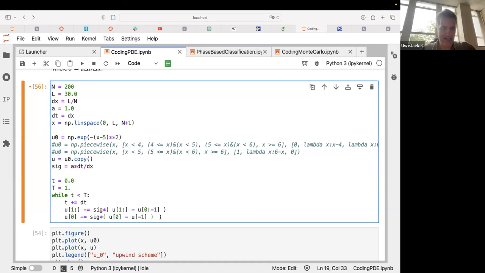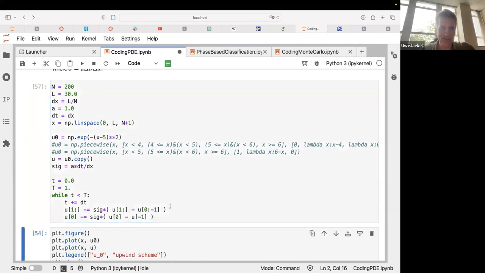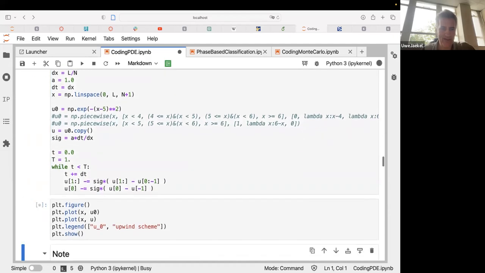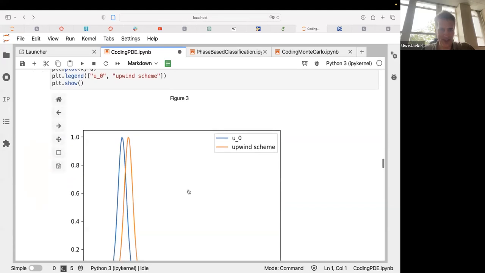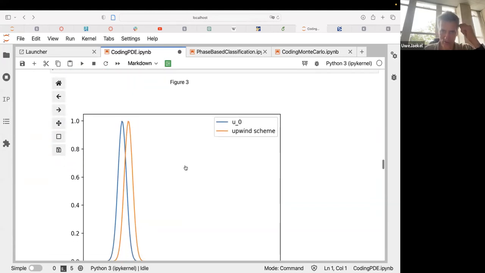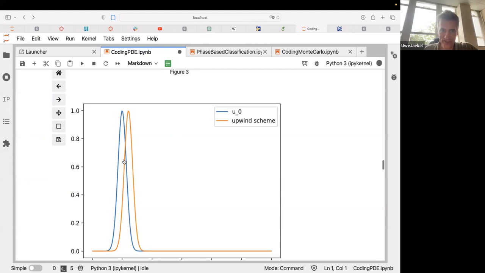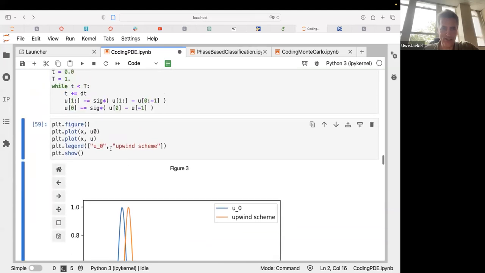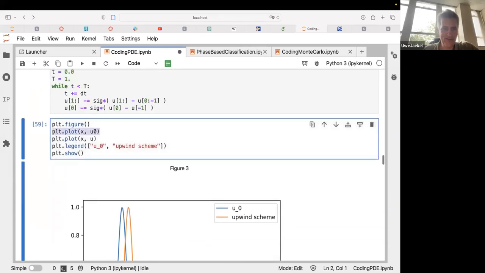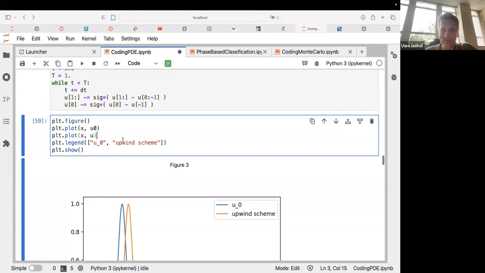Okay, and I don't know whether you have seen the solution. Let's do this for a few time steps. The solution looks like this. The blue thing is the initial condition, that's why I saved it, and this is U. So I'm plotting both the initial condition and U. Now this is the updated value at time capital T equal to 1.